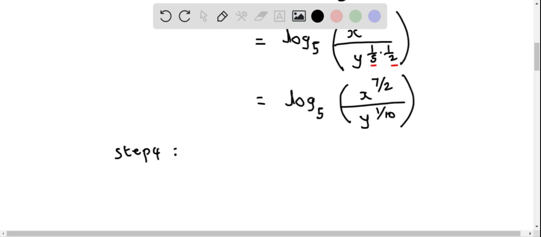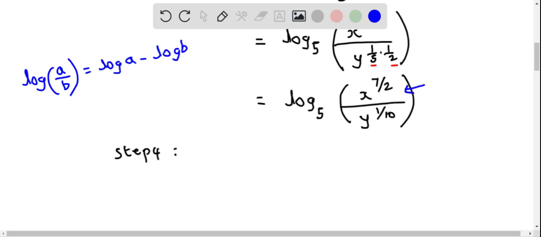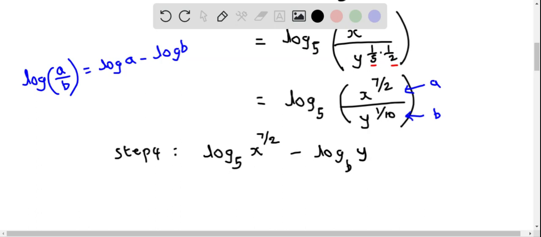We have log of x raised to the power of 7 by 2 divided by y raised to the power of 1 by 10. So here I'm going to use the log of quotient property, that is if we have log a over b, this is equal to log a minus log b. So we consider the numerator expression as a and the denominator expression as b. So using this quotient law, we can write this as log to the base 5. In place of a, we have x raised to the power of 7 by 2, minus log to the base 5, and in place of b, we have y raised to the power of 1 by 10. So this completes our step 4.